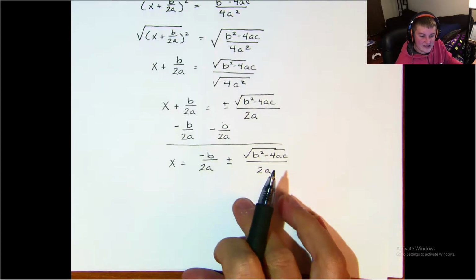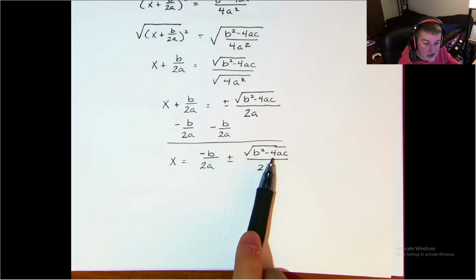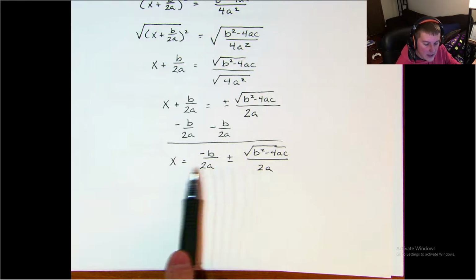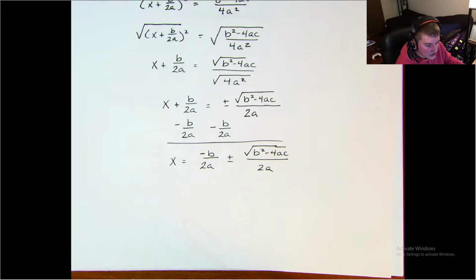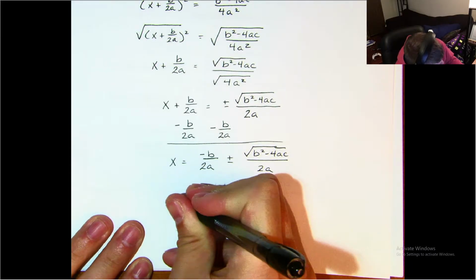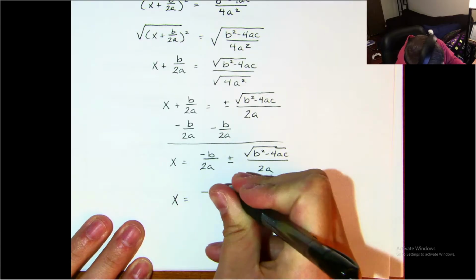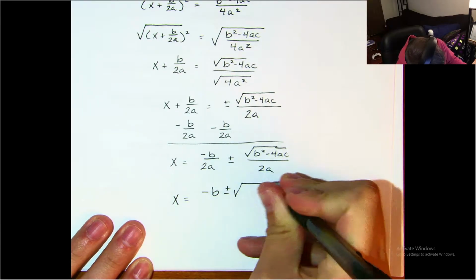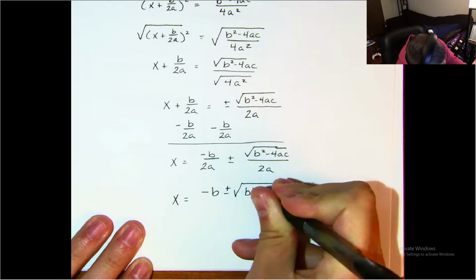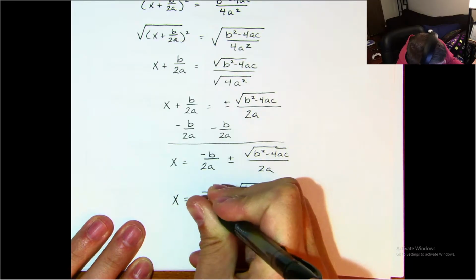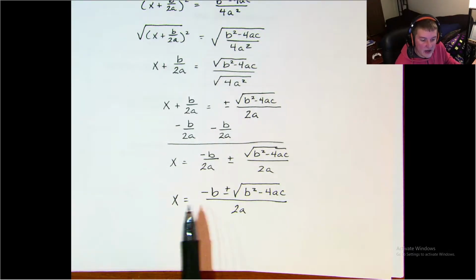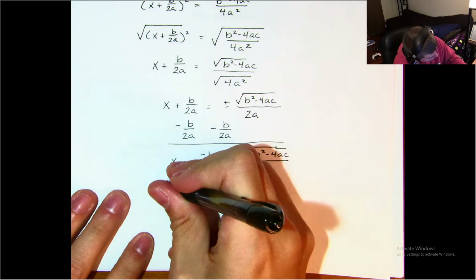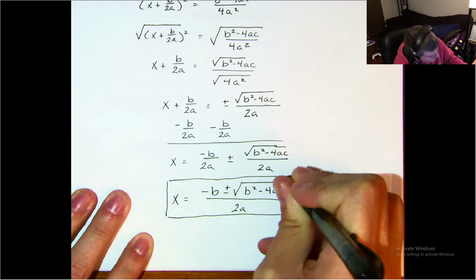And finally, since both parts have a common denominator, I can just condense this into one simplified fraction, and that would be x is equal to the opposite of b plus or minus the square root of b squared minus 4ac, all divided by 2 times a. And as you can see, that's exactly what x is equal to. So here, through completing the square, we have now derived the quadratic formula.